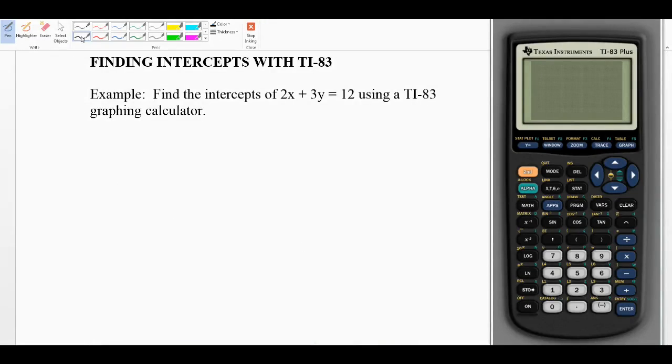Let's show you how to find the intercepts, that's x and y intercepts, using only the TI-83, which also works for TI-84. First thing we want to do, we want to graph 2x plus 3y equals 12, because this is the example we're going to do. In order to do that, we need to solve for y.